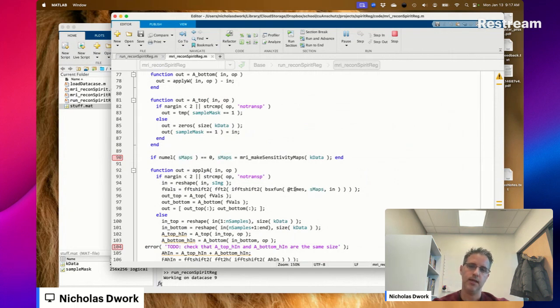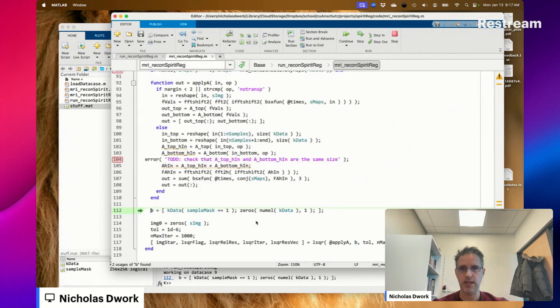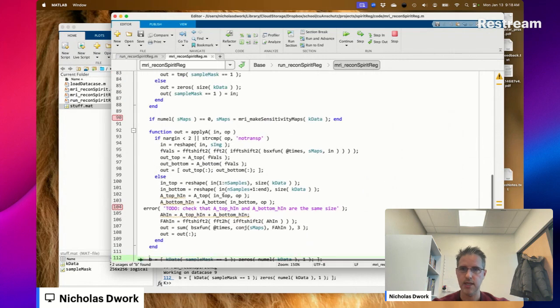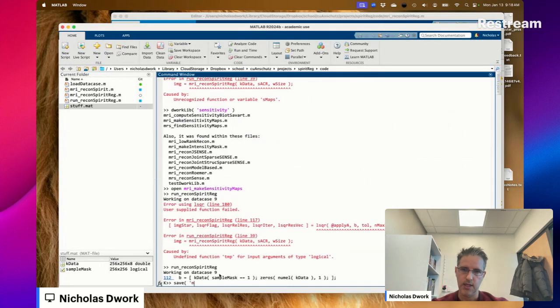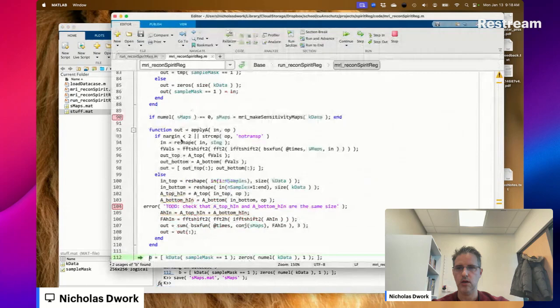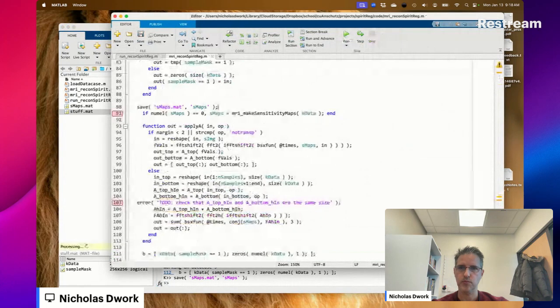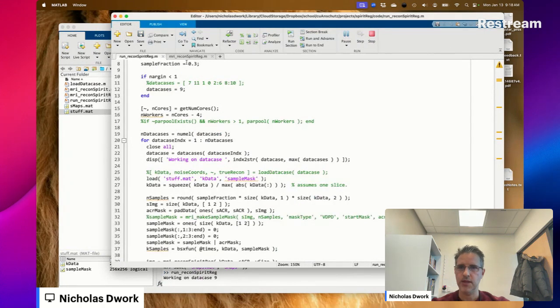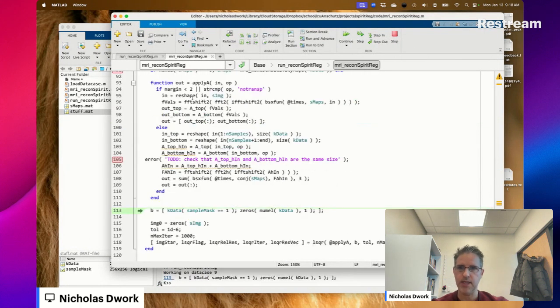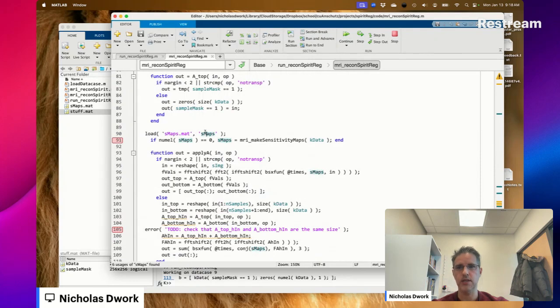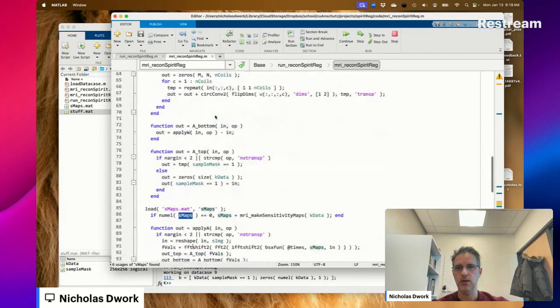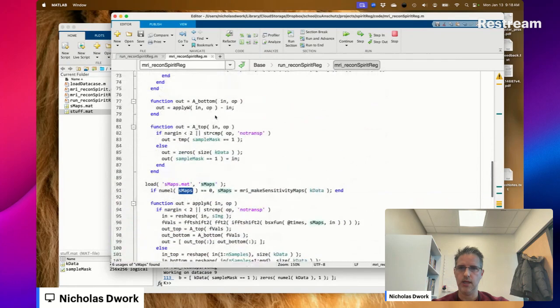I think this would take much less time if we had multiple workers set up. I think it's parallelizable, and I think it's parallelized. Okay, so save smaps.mat smaps. I think this is just going to bypass that because the load function makes the number of smaps non-zero. Okay.